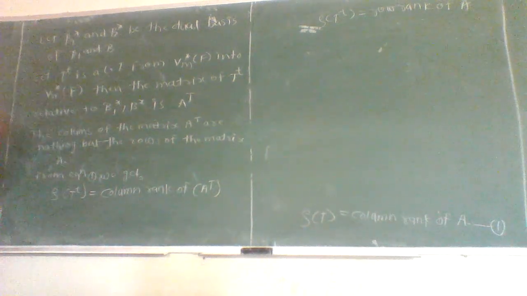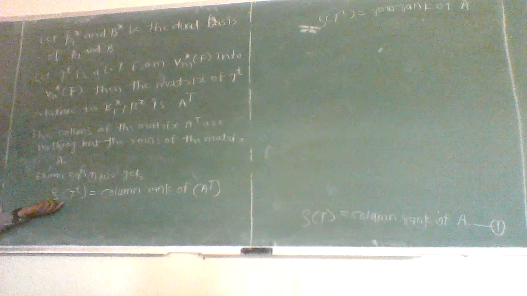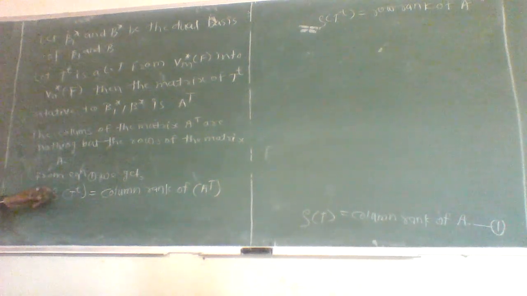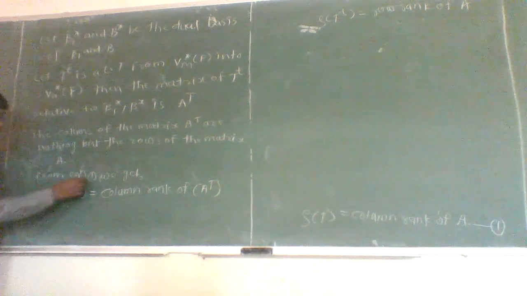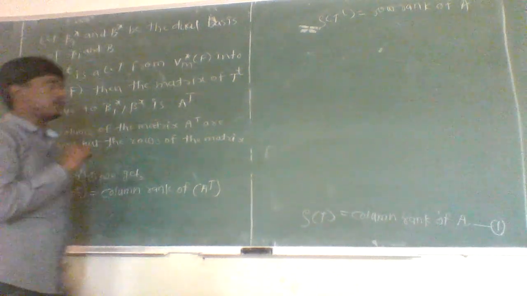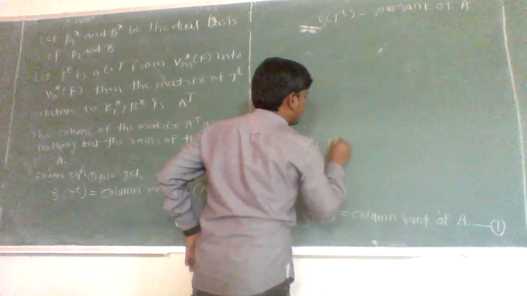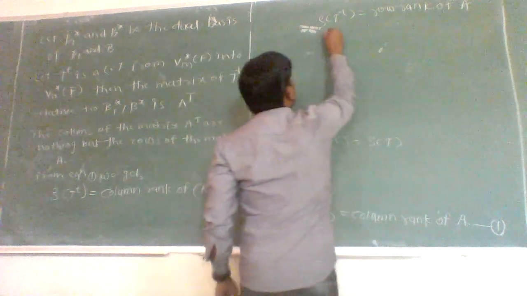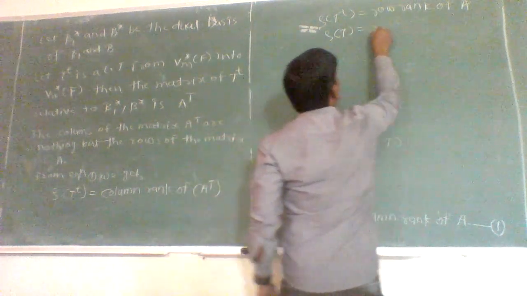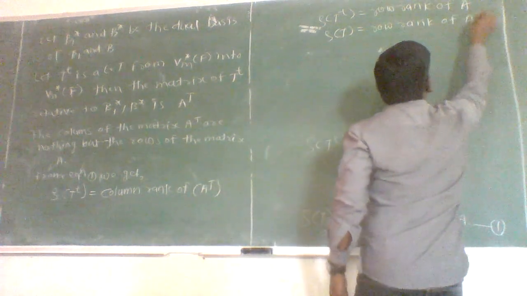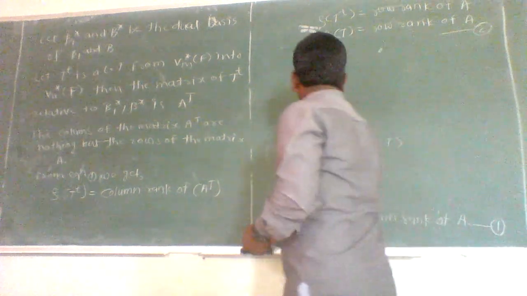In the previous lecture, if V and W are two finite dimensional vector spaces over the field F, we have proved that the rank of T to the power T is nothing but the rank of the linear transformation T. So from this, rank of T is nothing but the row rank of matrix A. Take this one as equation 2.